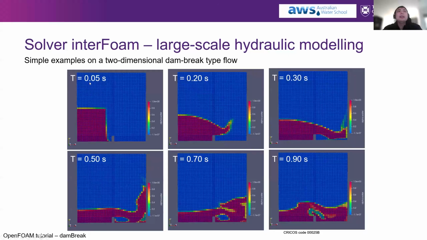So at T nearly equal to 0, you have the water column. Then as time increases, this water column collapses. You have this free surface flow, right? So that is really simple. This is part of the OpenFOAM tutorial.